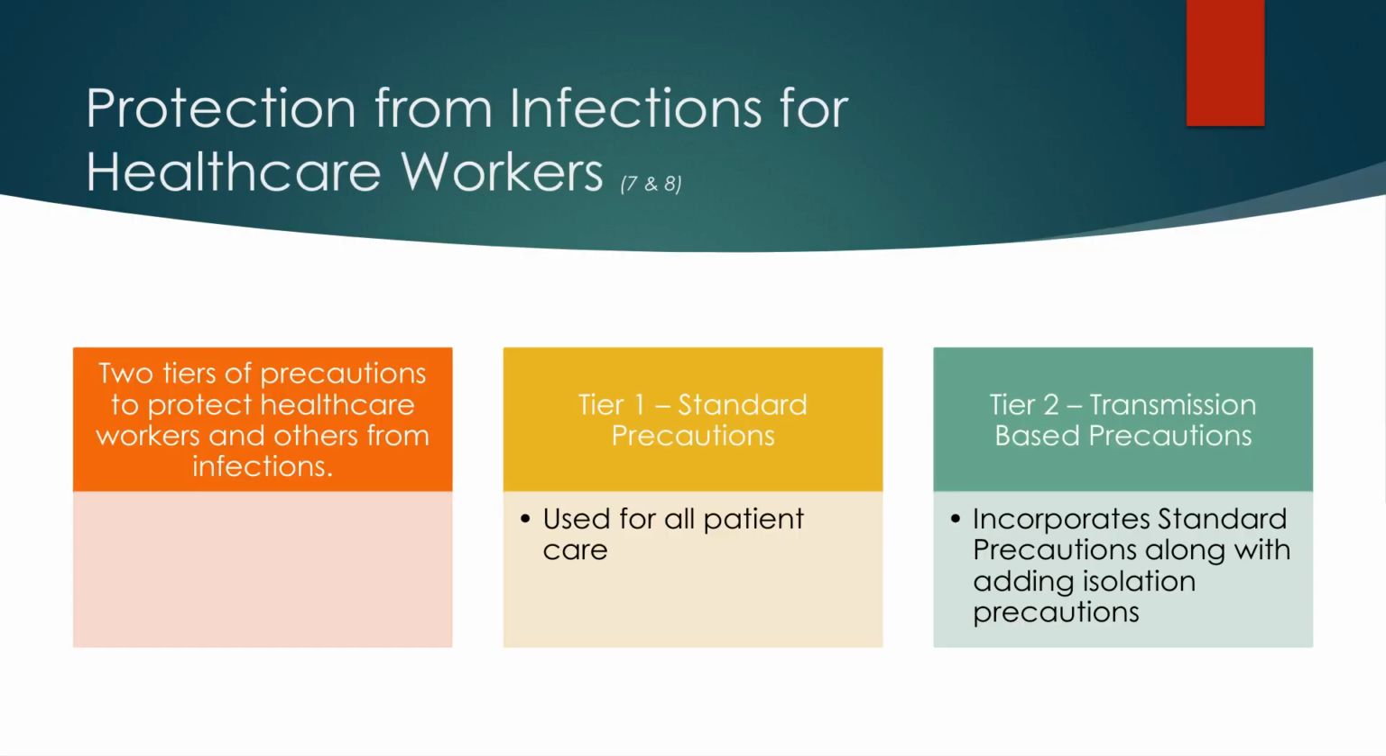According to the Centers for Disease Control and Prevention, there are 2 tiers of precautions used to protect healthcare workers and others from infections. Tier 1 is standard precautions, and Tier 2 is transmission-based precautions. Standard precautions are used for all patient care. However, they cannot prevent all types of infections from spreading, but they can help prevent infections from occurring, as well as help the healthcare worker and others from contracting the infection.